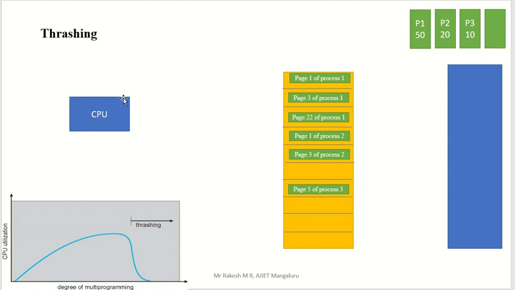If the entry is present, whenever the CPU asks for that particular page and that page is there in main memory, then that is called a page hit. What is a page fault? Whenever the CPU asks for a particular page and that page is not there in memory, then that is called a page fault.